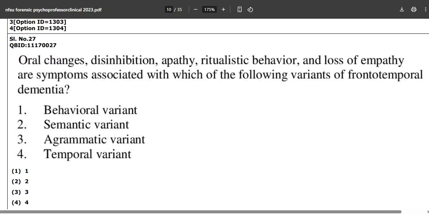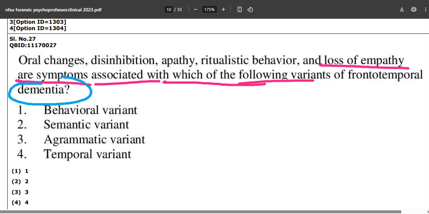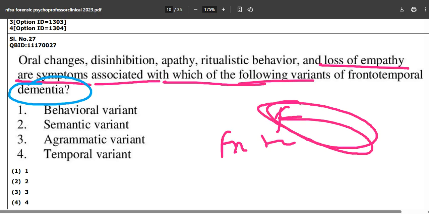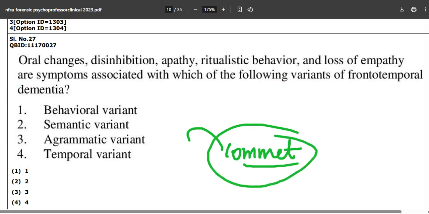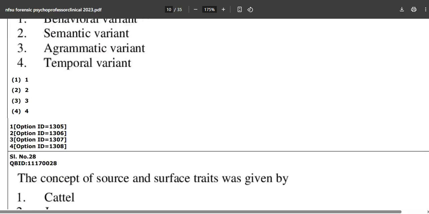Now, oral changes, disinhibition, apathy, ritualistic behavior and loss of empathy are symptoms associated with which of the following variants of frontotemporal dementia? You just need to know the meaning of frontotemporal dementia, and that is how you will be able to solve the question. Frontotemporal, what does it signify? This region. And what is the answer here? It is semantic variant, agrammatic variant, temporal variant or behavioral variant. So what is going to be the correct answer? Please try to comment down below. What do you think is going to be the correct answer for this question? We will discuss this in our next video as soon as we get the comments.